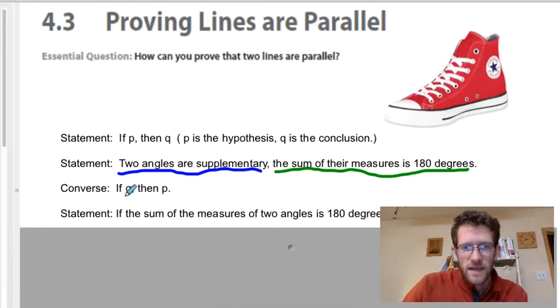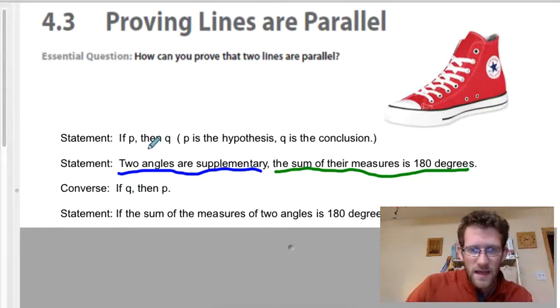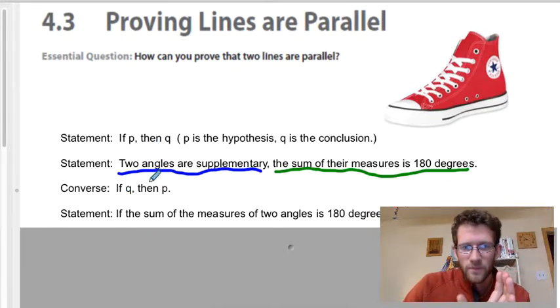The converse says, if Q, then P. So we're going to switch. What used to be the statement is now the condition, right? So we're going to switch this up. Instead of saying, if two angles are supplementary, then the sum of their measures is 180 degrees, we're going to say, if the sum of their measures, two angles, is 180 degrees, then the two angles are supplementary.